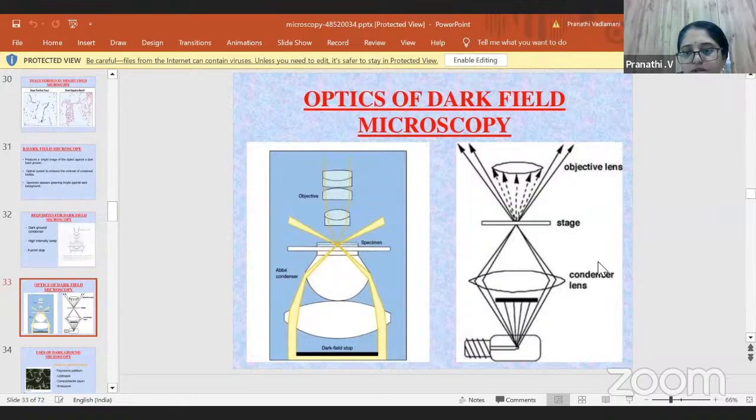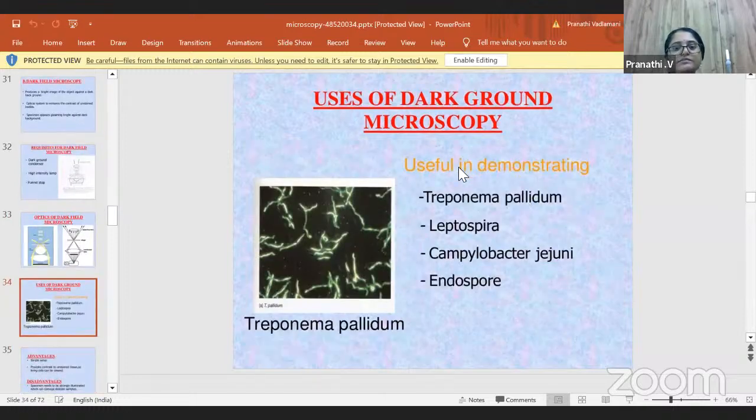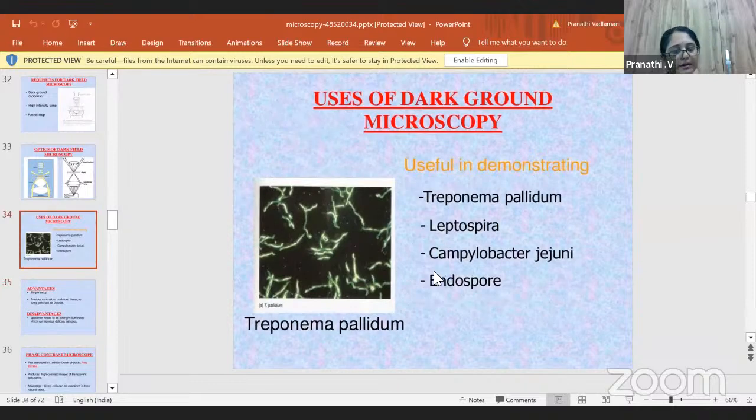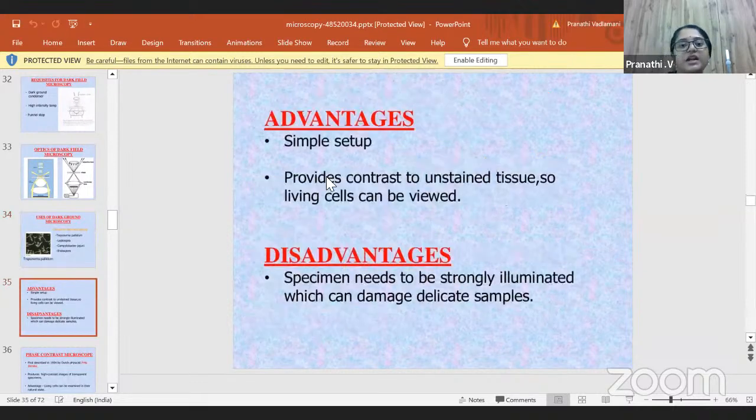So the dark field stop is present. You have the condenser lens, this is the stage, and the objective lens. So against the dark background, you're going to see the bright specimen. What is it useful for? Different kinds of bacteria and microorganisms especially. So you have Treponema, Leptospira, and endospores of bacteria that can be seen using dark ground microscopy.